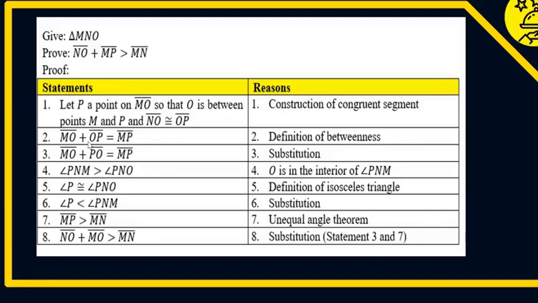Then the side MP is greater than side MN by the inequality angle theorem, or the angle-side theorem. So, side MP is greater than the side MN, by the inequality angle theorem, or the side is greater than the angle theorem. So, segment NO plus segment MO is greater than segment MN by substitution in statement 3 and statement 7.